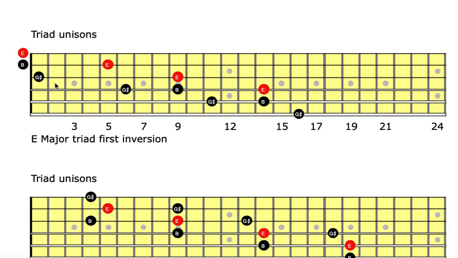Inversions refer to the stacking of triads on the strings. When the root is stacked such that it's on the lowest string, I'm talking about frequency here, then it means you are in the root position. When it's on the highest string, the string number one here, it's a first inversion. When it's in the middle, it's a second inversion. If you try to invert a second inversion, you get back to the root.